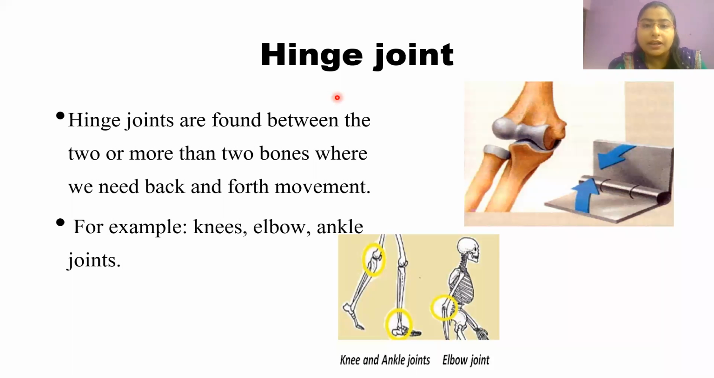Now the next is hinge joint. Hinge joints are found between the two or more than two bones where we need back and forth movement. हमें आगे पीछे जब मूव करना होता है, backward means backward and forth means front part. So at that time the hinge joints are used. For example, knee, elbow and ankle joint. ये knee, ankle or elbow. In these three parts the hinge joint is there.